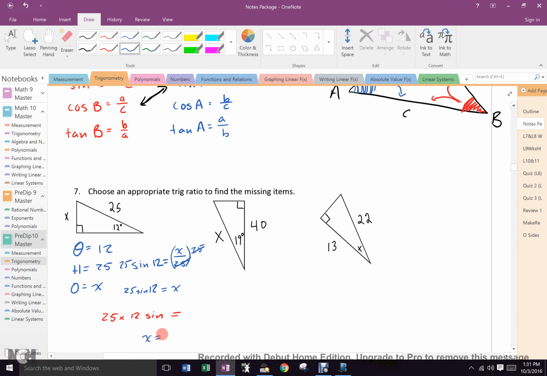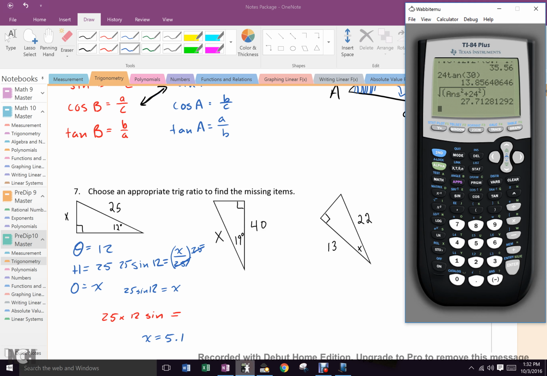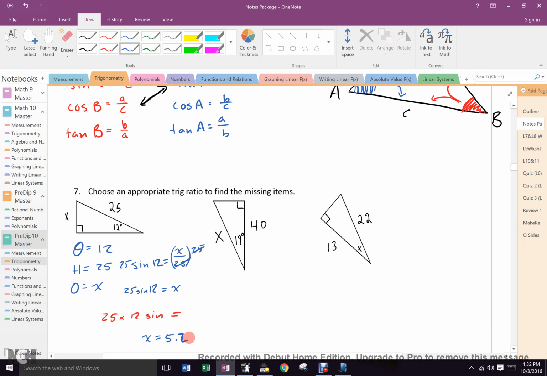So now everybody do that and tell me what you get. So x equals what? 5 exactly? No. 5.1, which I'm perfectly happy with. Now let's just prove it. I got my calculator out. 25 sine 12, close brackets, equals 5.19. I would say that's 5.2. Everybody got it? Now, if you have a backwards calculator, make sure you punch in the right order. You got to put the angle first.